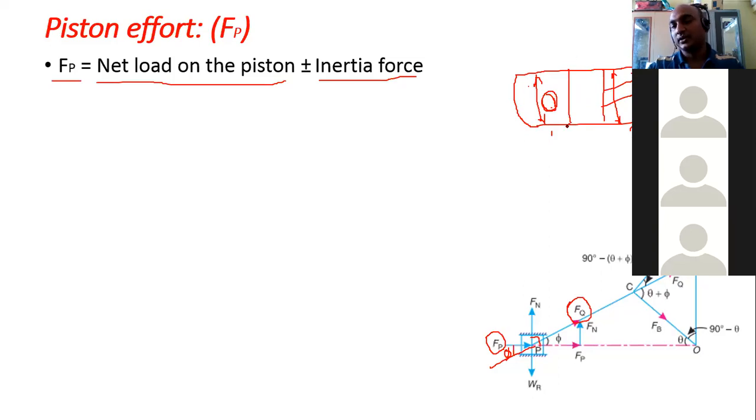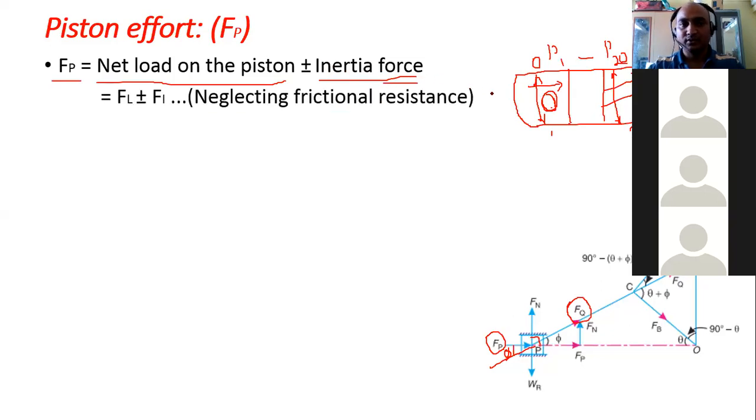Therefore the net load on the piston is equal to the pressure over here minus the pressure over there, because pressure is present on both sides. Obviously pressure on this side is more than on the other. Let us say this is P1 and this is P2. The difference between these two must be equal to the net load on the piston. And if you consider inertia force, then plus or minus inertia force. Therefore Fp equals Fl plus Fi, neglecting frictional force.